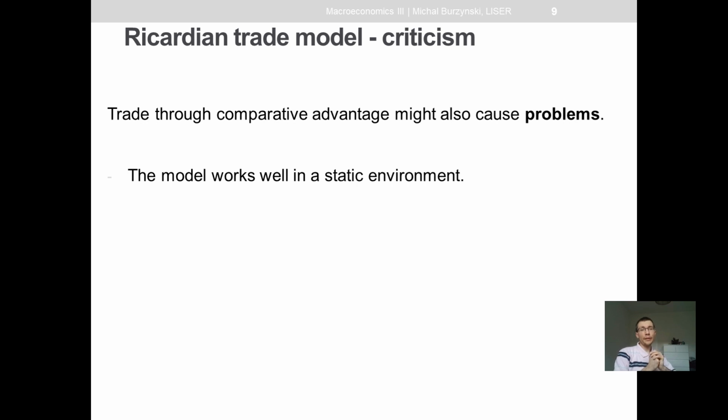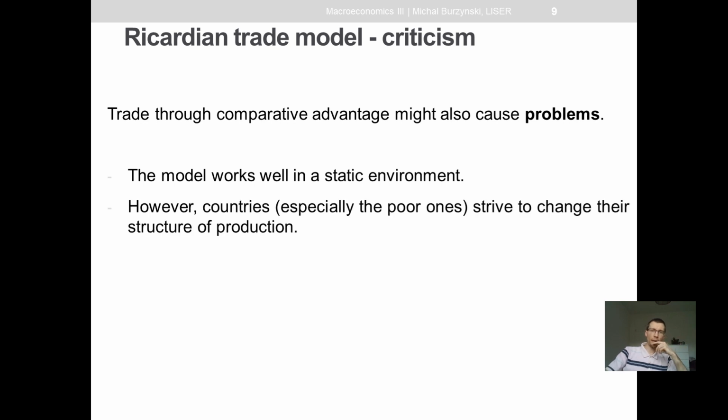So first of all, the model works well only in the static environment when the economies, the technologies do not change, relative prices of goods do not change, and the endowments of factors of production do not change. Okay, and we know that this is not true in the medium and the long run. All of those things will change. That is why sticking with the comparative advantage model of trade is something that might be problematic.